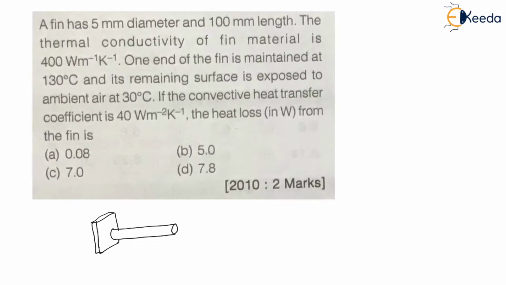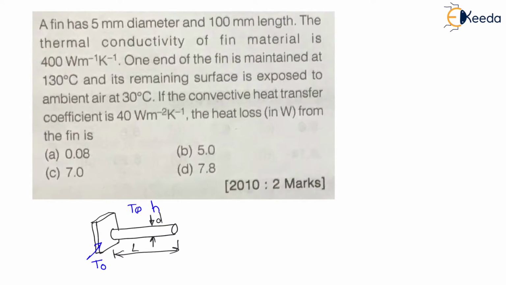We generally derive this formula. This base wall is at temperature T naught. Now, in this fin, there is conduction and simultaneously convection also. There is a surrounding fluid at temperature T infinity and convective heat transfer coefficient h. And this fin will be having diameter D and length L. Length L is also given.